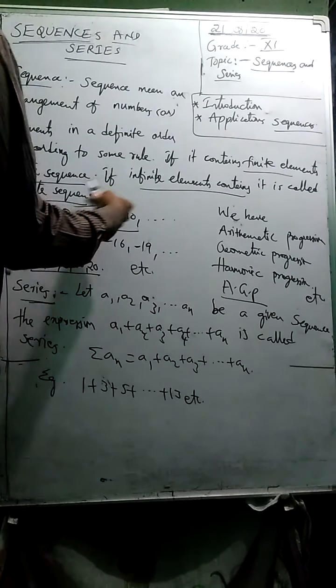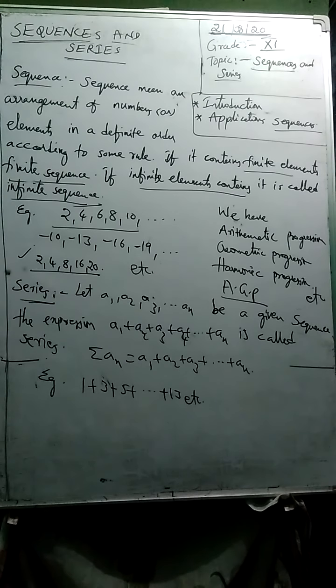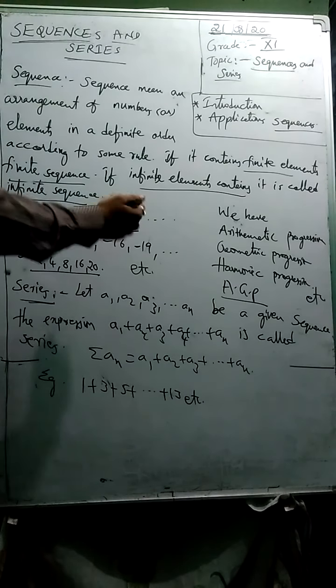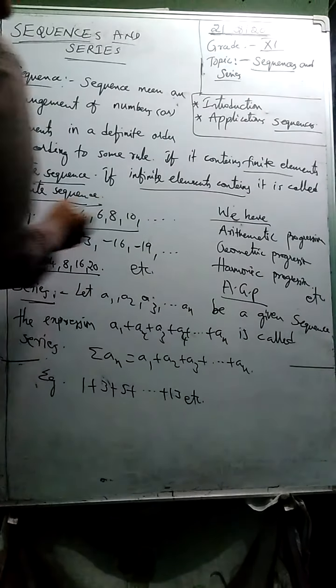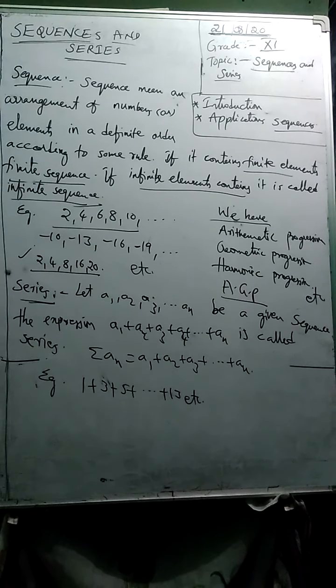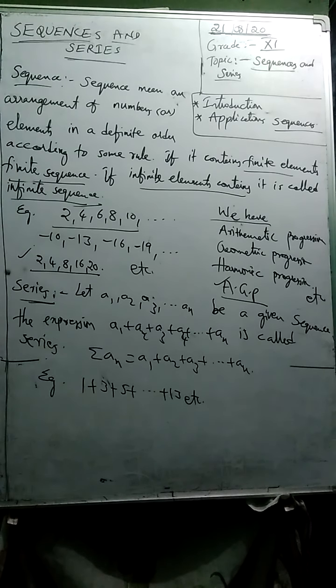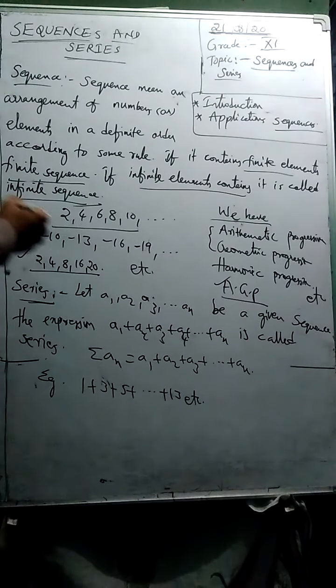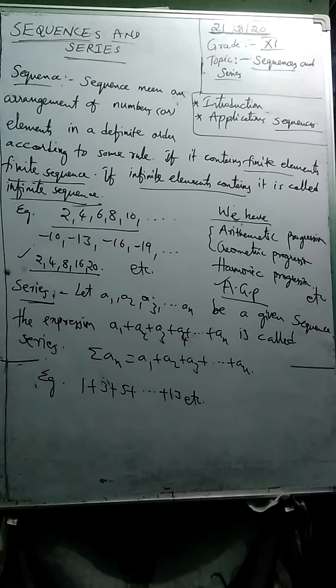So we have two types of sequence. It contains finite elements or infinite elements. If it contains finite elements, it is called a finite sequence. If it contains infinite elements, it is called an infinite sequence. Let us discuss with these examples. In your standard, students, we have mainly three types of sequences, but actually we have one more, arithmetic geometric progression, which is a combination of arithmetic progression and geometric progression. Arithmetic progression and geometric progression you have in your standard, but harmonic progression and AGP you will get in the next class as well as in competitive examinations. I am just giving the names, and we will discuss them after this introduction.